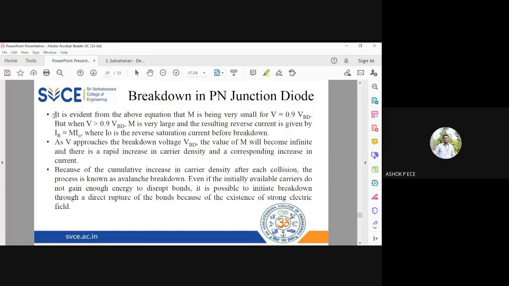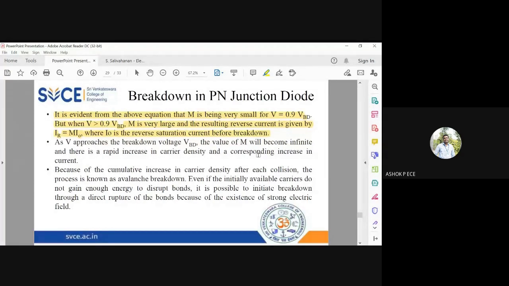So you can see the M value is very, very small until the voltage applied is 90% of your breakdown. When the voltage is more than 90% of breakdown, the M value becomes very, very large. So the resulting reverse current is not simply I naught, it is M into I naught, because it is multiplied by the avalanche multiplication factor. Till your breakdown, the current is I naught. After your breakdown, the current is M into I naught, where M is the avalanche carrier multiplication factor.